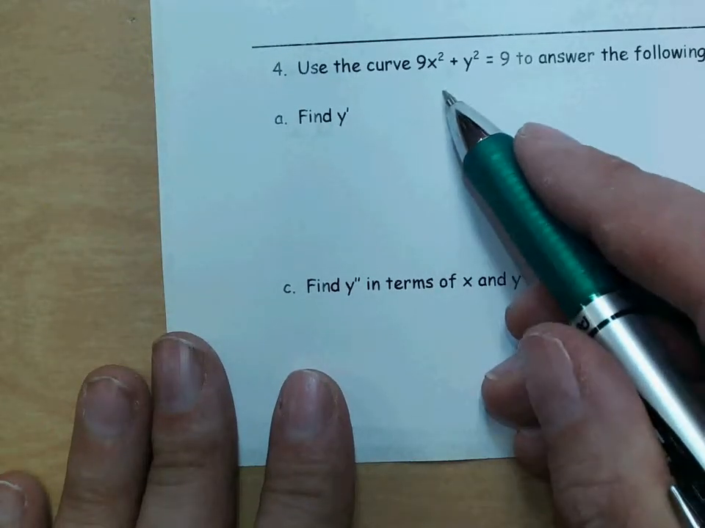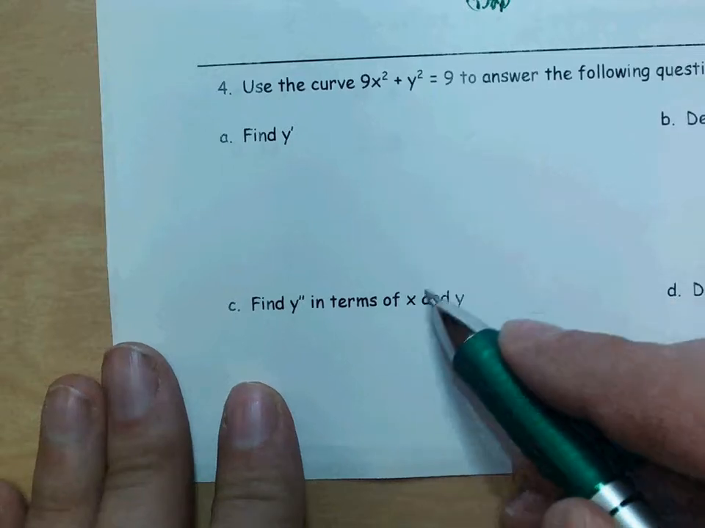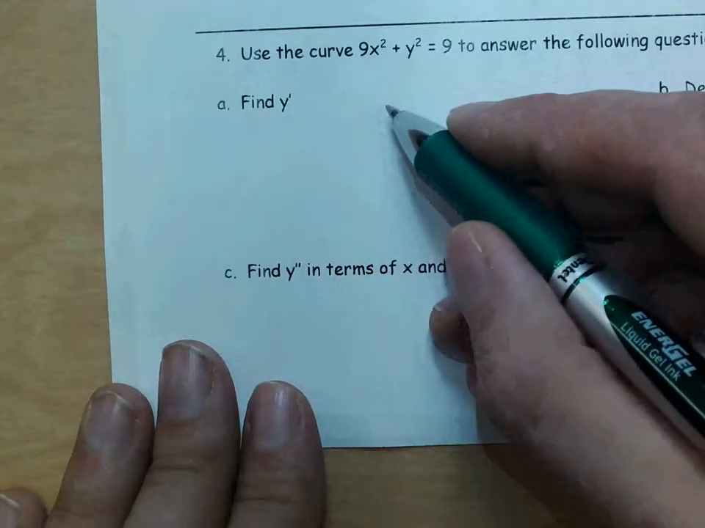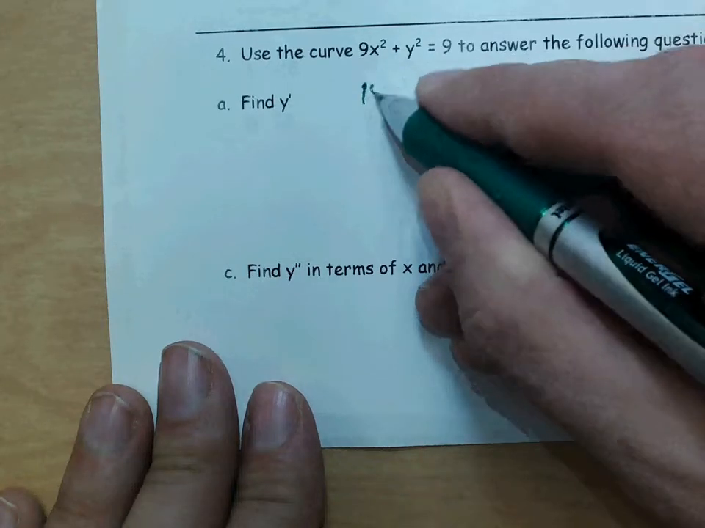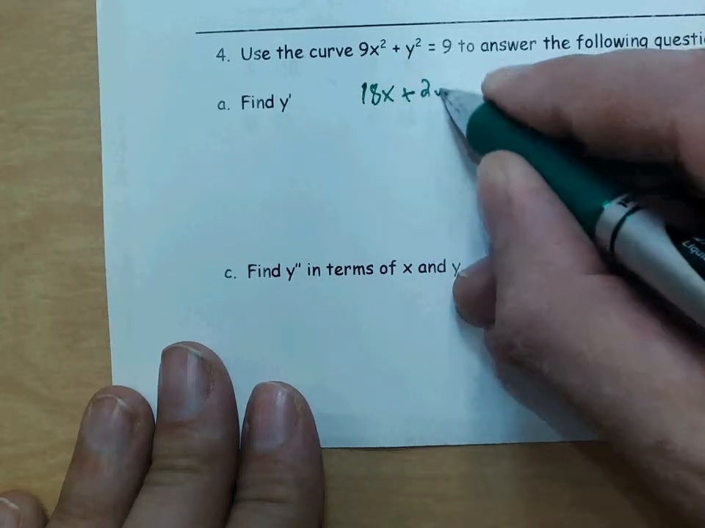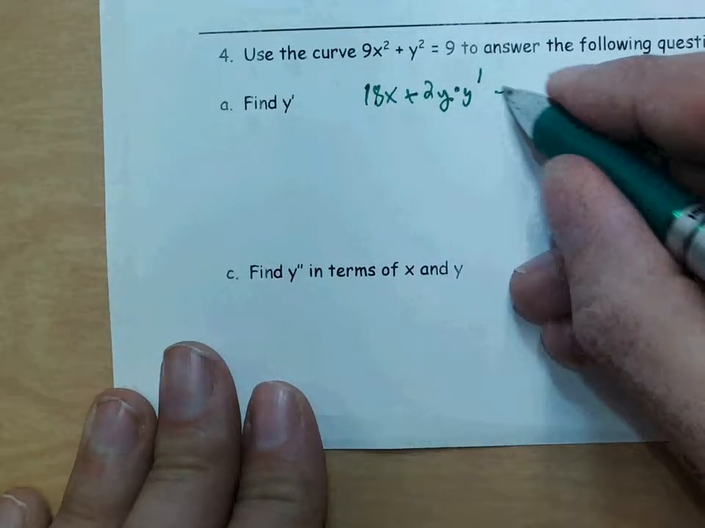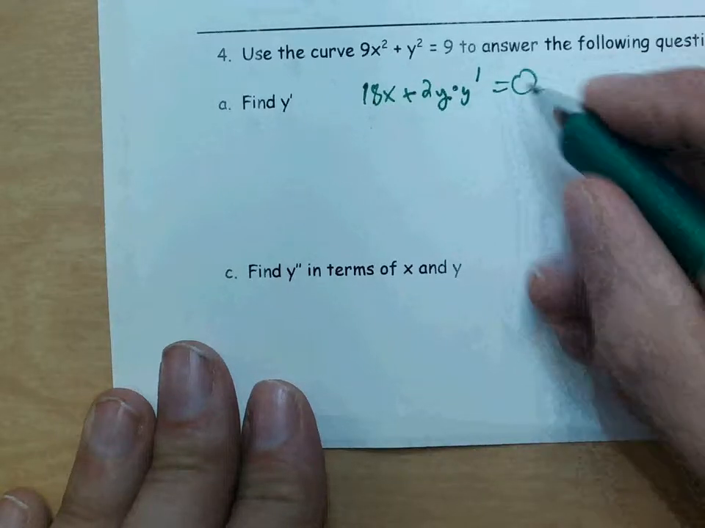Alright, I'm going to do one of these guys. Here, we're going to do finding the second derivative. So let's look at how this works. To find the second derivative, you have to first find the first derivative. First derivative is 18x plus 2y times y prime. We're doing the derivative on both sides, equals 0.